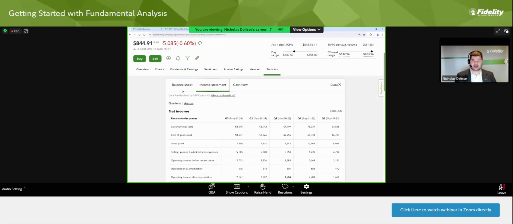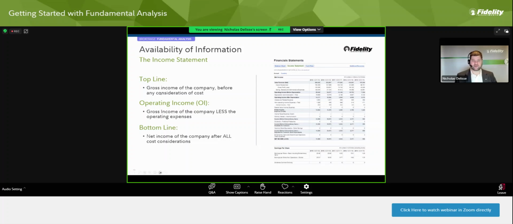So this is what I was talking about, that data standardized by S&P Capital, that you might actually have to look at some of those statements and such to see what's been standardized, what's been combined, to make it easier for tools such as our stock screener to pull a lot of this information up for us to digest it. So back over here, we talked about the top line.